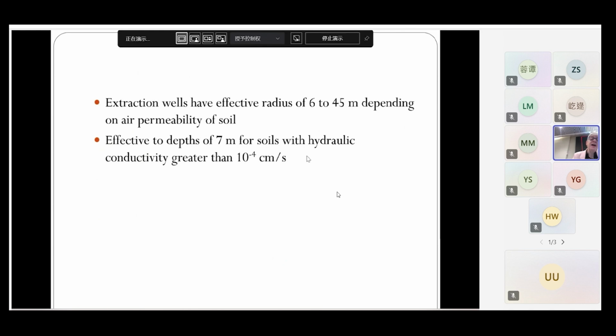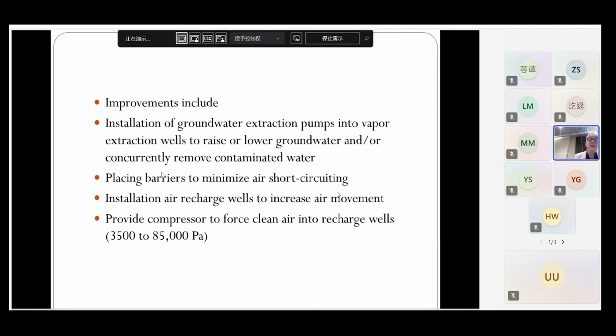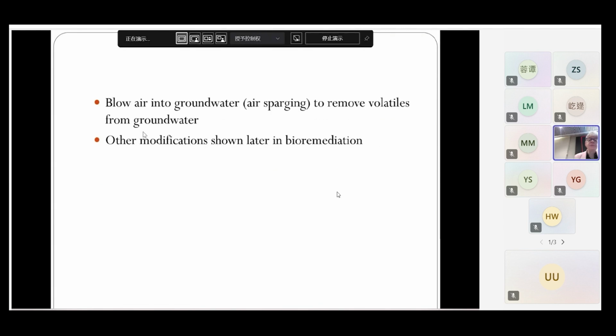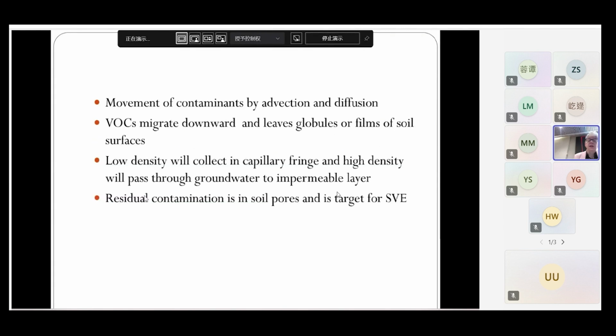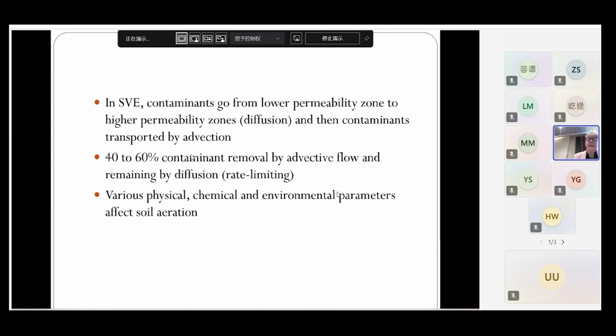So you do need a high conductivity of the soil, and you also need a high volatility of your contaminants. So basically you're doing advection and a bit of diffusion to be able to have the contaminants move. Most of the movement is by advection, and you do have a bit of diffusion that does occur.